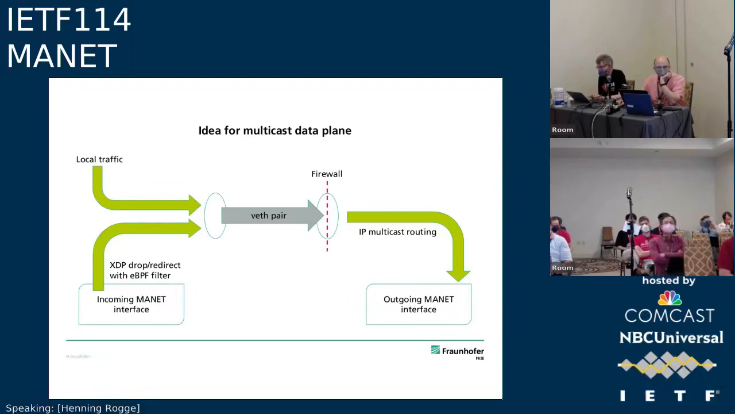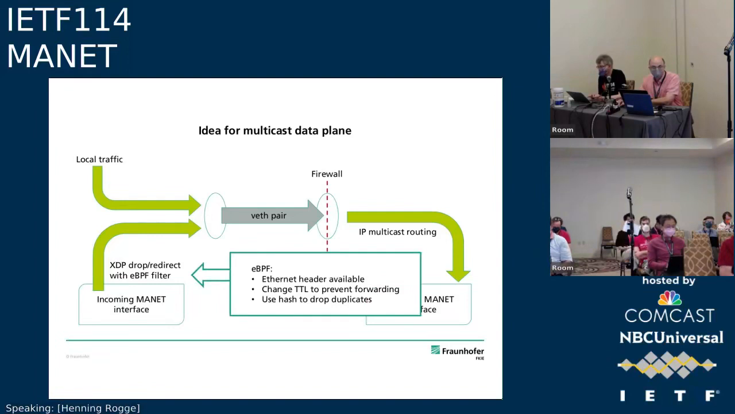And we can use the eBPF filter to filter incoming Manet traffic, and then if we want, either redirect it to the virtual Ethernet pair for forwarding, or redirect it there and just modify the TTL field to make sure it's not forwarded but comes out of the same interface, or just drop it based on custom code. Next slide.